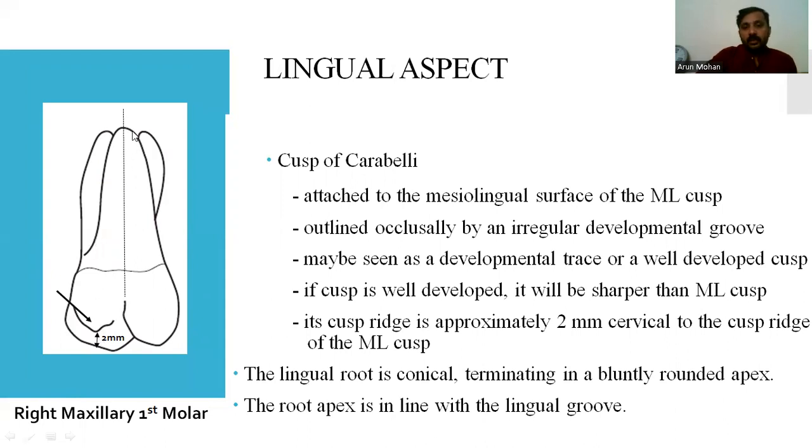The lingual root is conical, terminating in a bluntly rounded apex. We can see part of all three roots from this aspect, most prominently the lingual root, which terminates in a bluntly rounded apex. This apex will be in line with the lingual root. In the buccal aspect, the buccal developmental groove was parallel to the long axis of the mesiobuccal root. Here it will be parallel to the long axis of the lingual root.